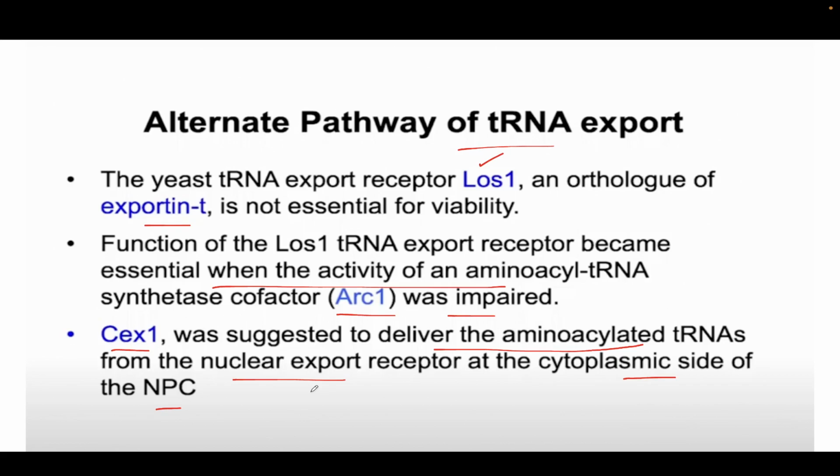So what happened? Exportin-T molecules were used for this tRNA export, but they were not essential for viability, and when the function of ARC1 was impaired, LOS1 was found. In that case the tRNA export receptor LOS1 was used for this process, and CEX1 was another receptor which delivered the aminoacylated tRNAs from the nuclear export to the cytoplasmic side.